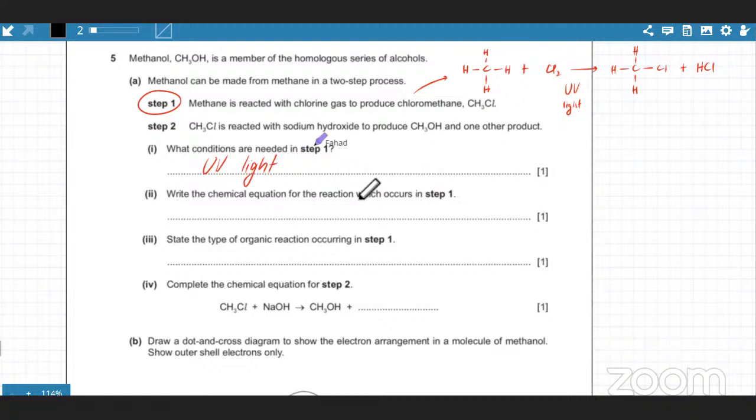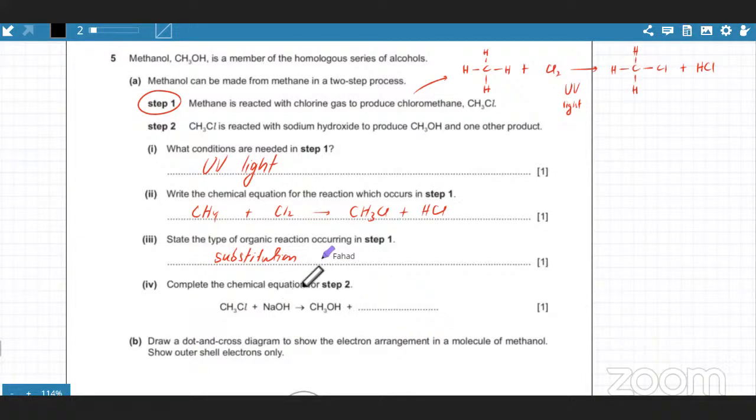The next part is write the chemical equation for the reaction which occurs in step one. You can either write the whole displayed structural formula, or it's CH4 reacting with chlorine and it's producing CH3Cl plus HCl. Remember, an HCl molecule is always produced. I think they did not mention it in the question, but it's always produced. State the type of organic reaction occurring in step 1. This one is called substitution because one group is substituted by another. So this is known as substitution.